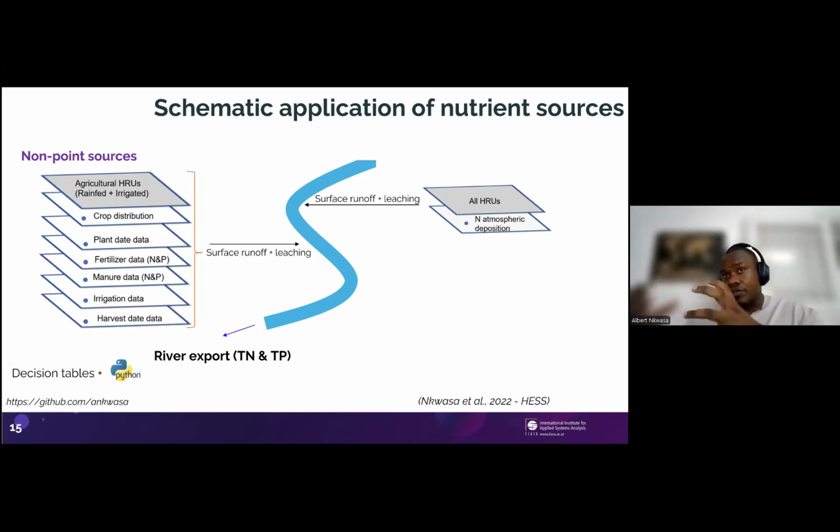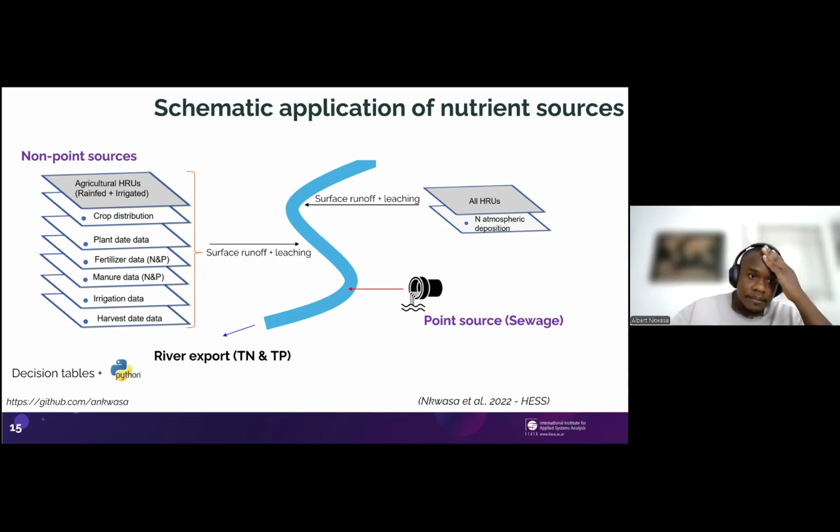Now, for an agricultural HRU, for each HRU, we determine the management practices used from the global data sets. So that is the planting and harvesting of a specific crop, the fertilizer applied, the manure applied, the irrigation, if it is irrigated, and we apply it for each HRU. So if you work with spatial data, assume like a pixel. So for each pixel, you apply that if it's an agricultural pixel. And for all the other HRUs, we apply the atmospheric deposition. And then the point source, of course, is applied directly into the river system. And then we run our model and evaluate it.